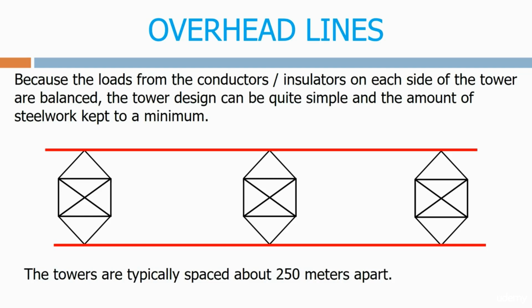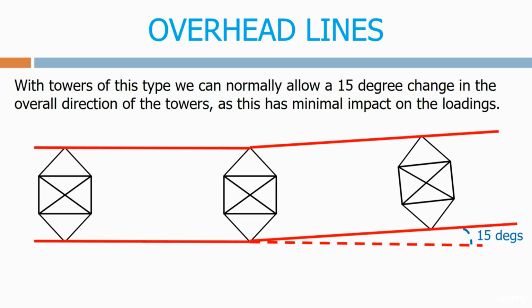The towers are typically spaced about 250 meters apart. With towers of this type, we can normally allow a 15-degree change in the overall direction of the towers, as this has minimal impact on the loadings.